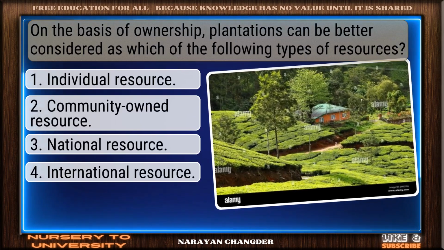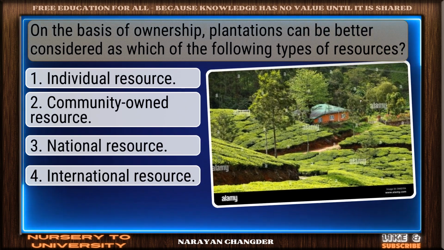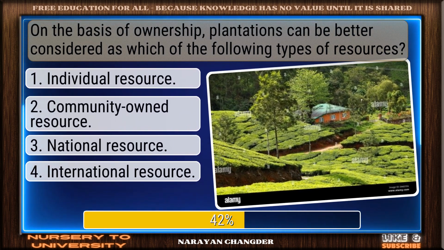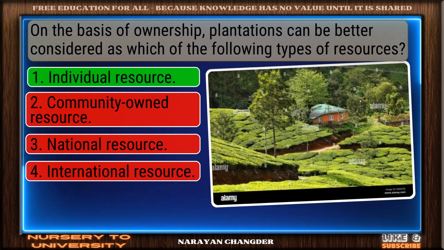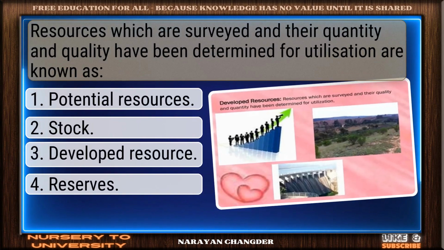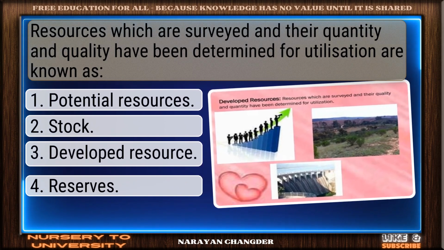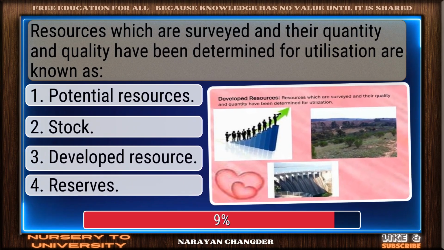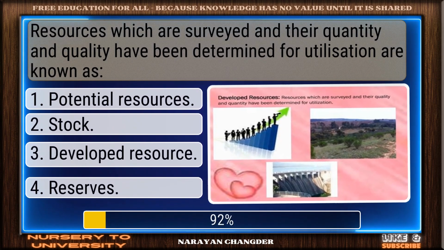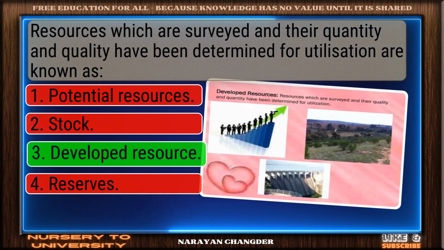On the basis of ownership, plantations can be better considered as which of the following types of resources? Valid point. Individual resource is true. Resources which are surveyed and their quantity and quality have been determined for utilization are known as dash. Excellent. Developed resource is well reasoned.